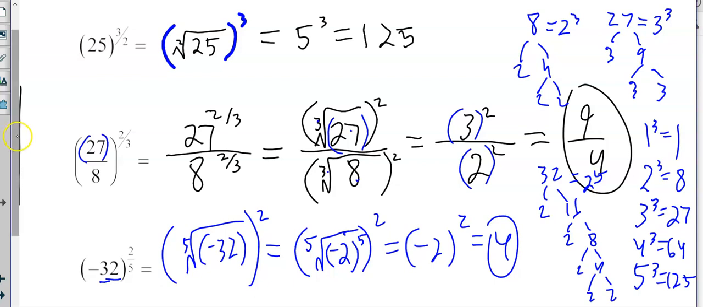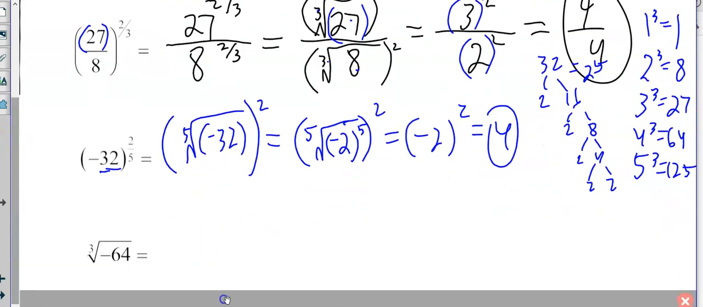Let's try one more. There's a couple more. Okay, so cube root of negative 64. Again, it really helps if you know this, because that's going to make your life so much easier. If you know 4 cubed is 64, so this is just going to be negative 4.